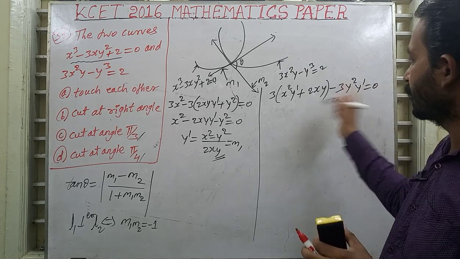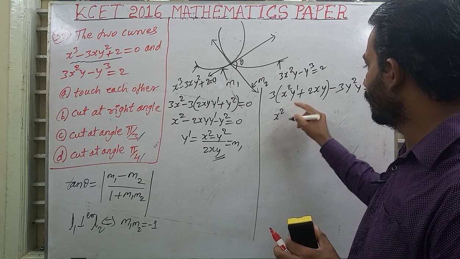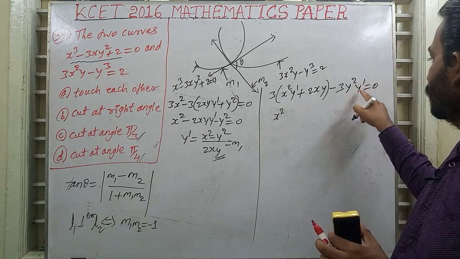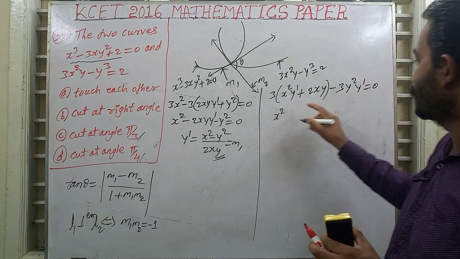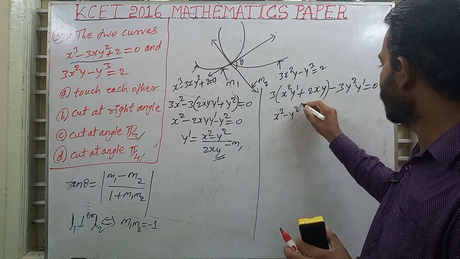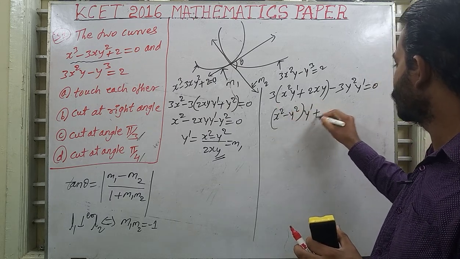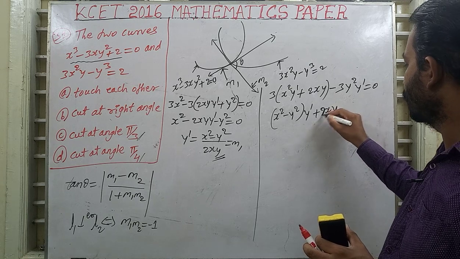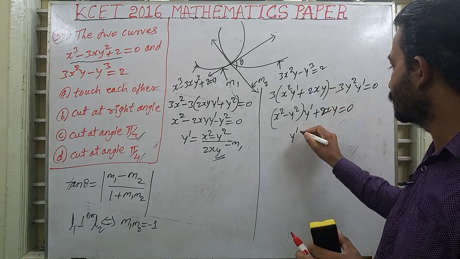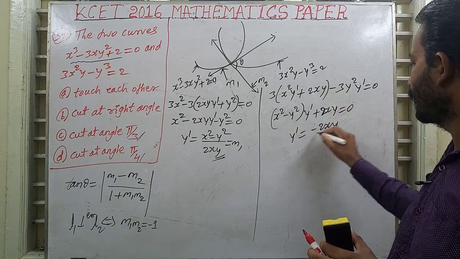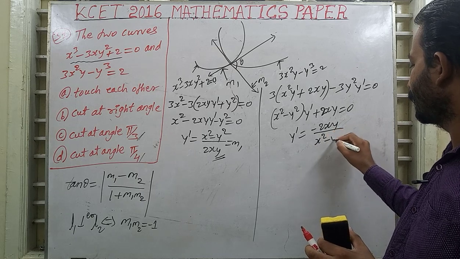So divide by 3 on both sides, we get x square y dash minus y square into y dash plus 2xy is equal to 0. Now y dash is equal to minus 2xy divided by x square minus y square.